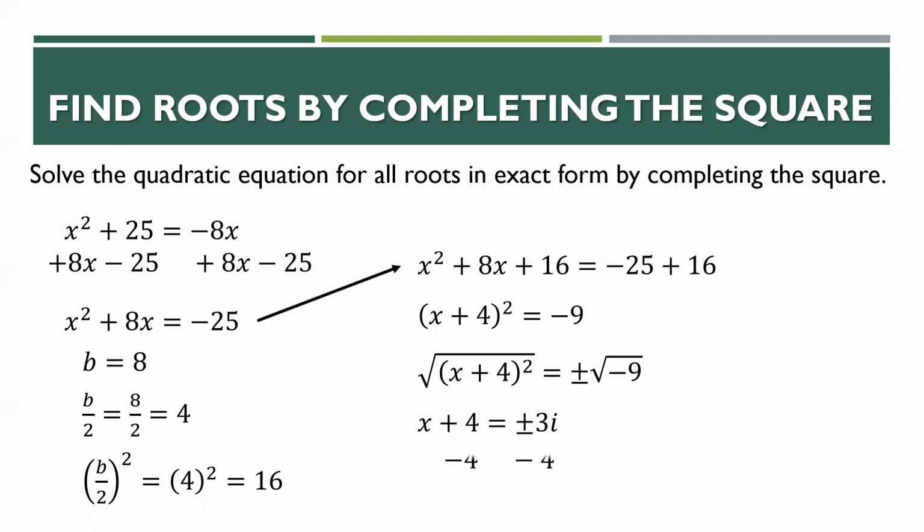Then the last step is to subtract the 4 over to get x by itself. So our final answer, x is going to be equal to -4 plus or minus 3i. Those would be our 2 roots of our quadratic.